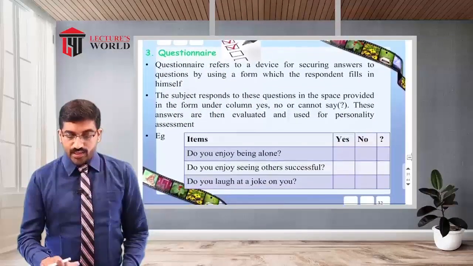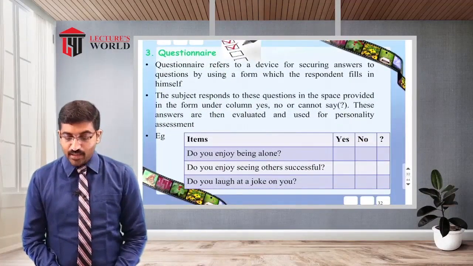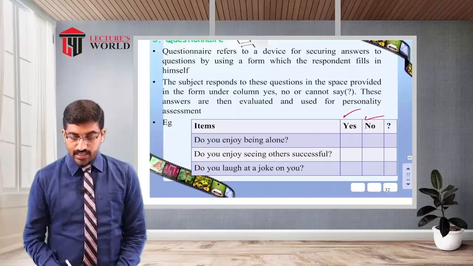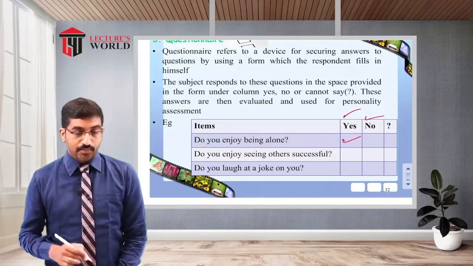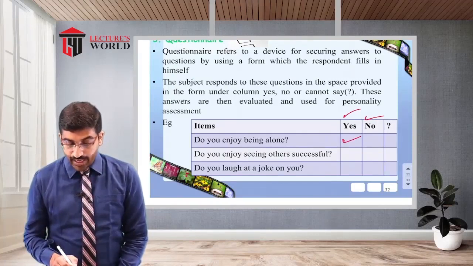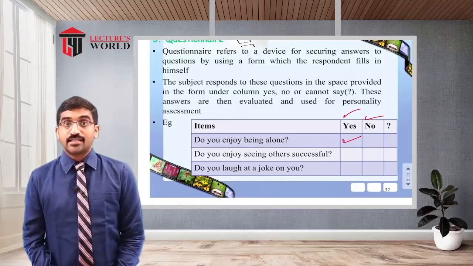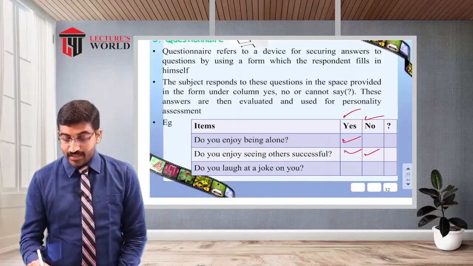Questionnaire. Questionnaire means that we are giving some questions. They have to write the answers, maybe open-ended or closed-ended. Simple examples are here, with yes or no questions. Do you enjoy being alone? If they are saying yes, they can put a tick. Do you enjoy seeing others successful? If you love the success of others, yes or no. Or the question mark means not sure.